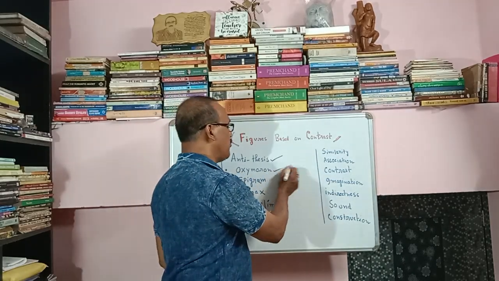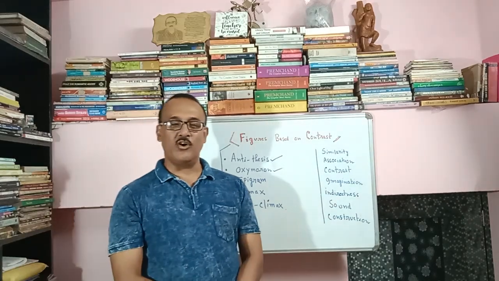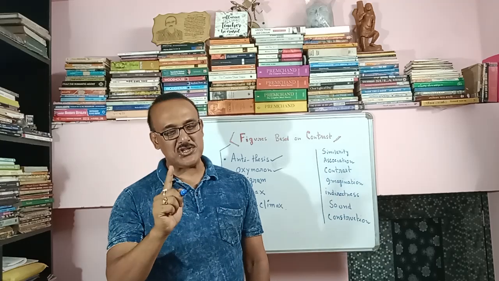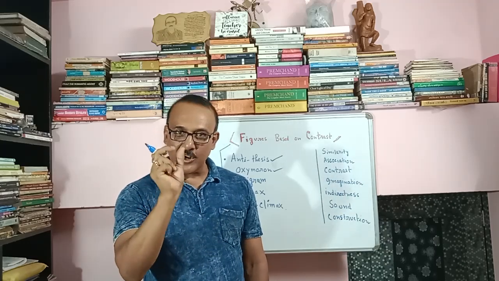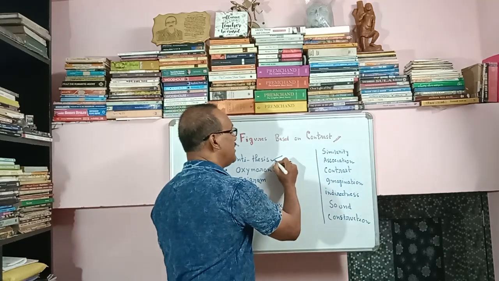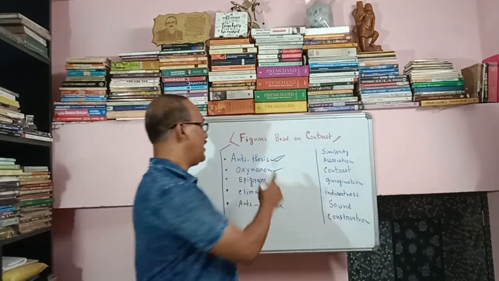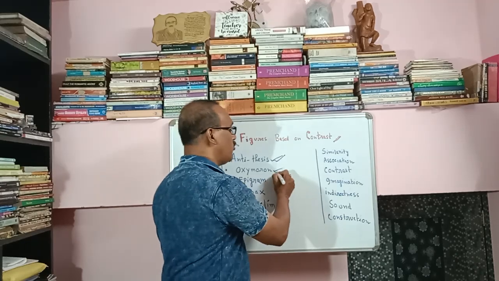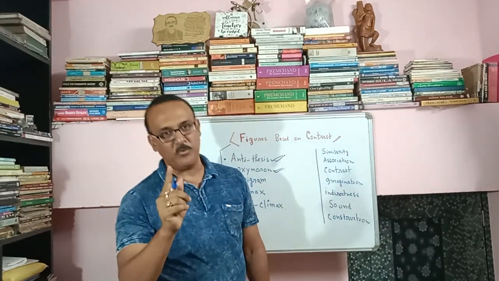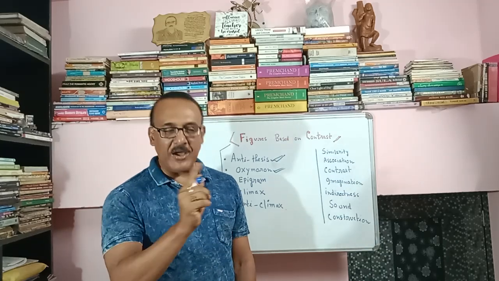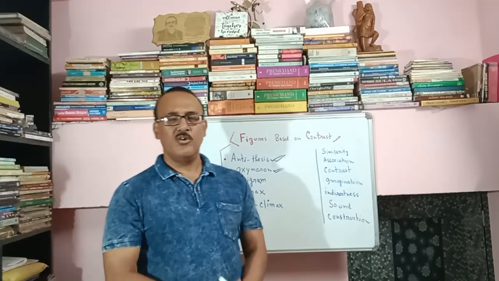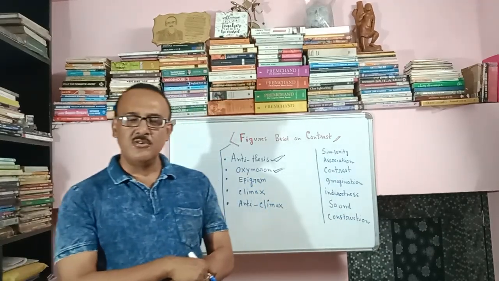Then comes oxymoron. What is oxymoron? Oxymoron is a figure of speech in which two contradictory words are juxtaposed side by side in a balanced form for the sake of emphasis. We said there are two contrasted ideas in antithesis, but in oxymoron, two contradictory words. What are the examples of oxymoron?